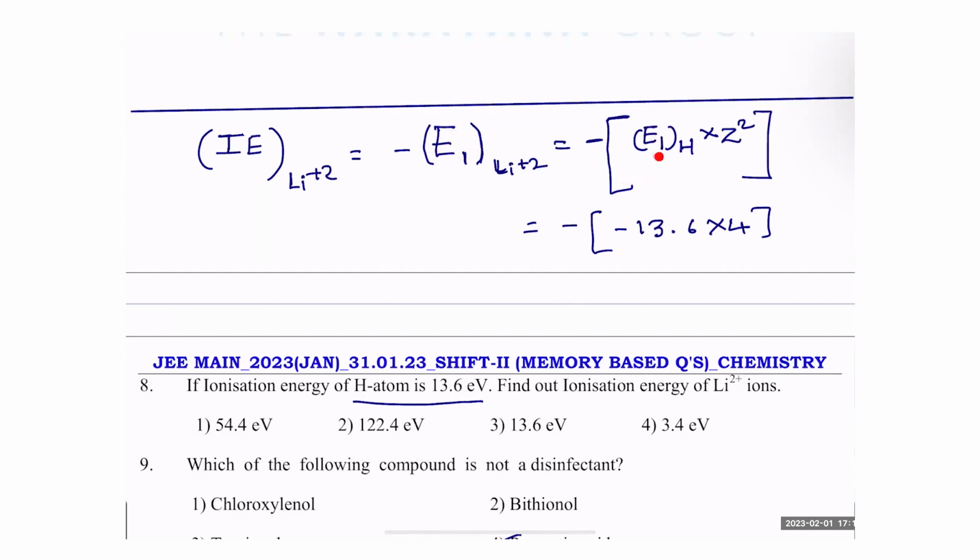E1 of Li2+ is equal to E1 of hydrogen into Z square. E1 of hydrogen is minus 13.6 according to the given data. Lithium's atomic number is 3, so Z square is 3 square, that is 9. So minus of minus 13.6 into 9 is around 122.4 electron volts.